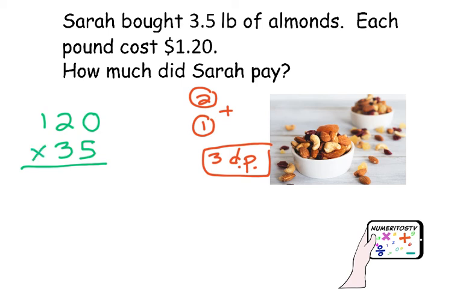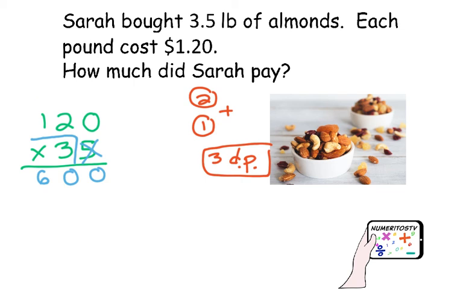So let's start with the first digit, the one that is positioned in the ones, that is 5. 5 times 0, that will be 0. 5 times 2, that will be 10. Don't forget your carry on. 5 times 1 is 5, plus that 1 is 6. I'm done with that digit. I can erase this carry on.